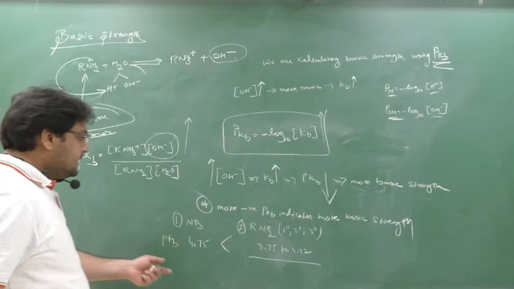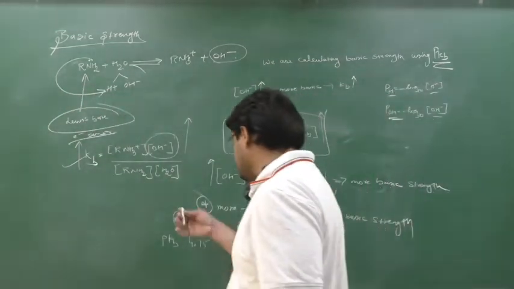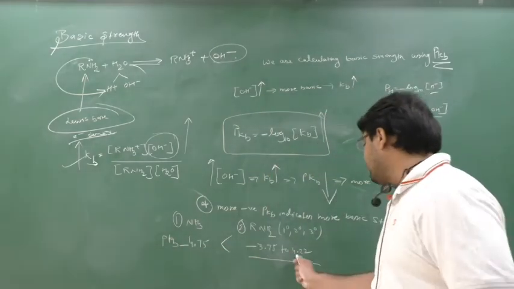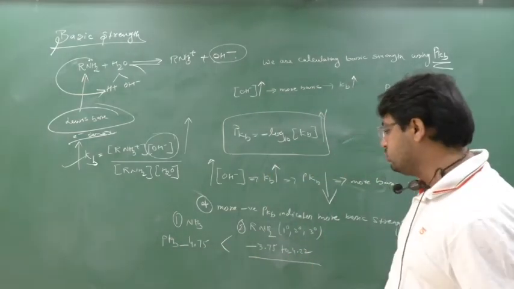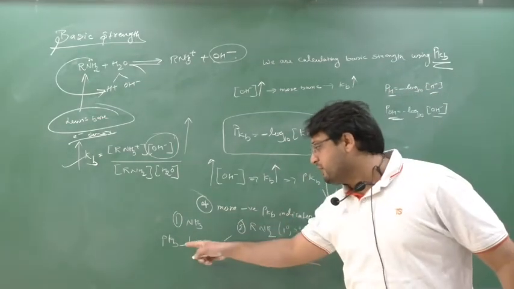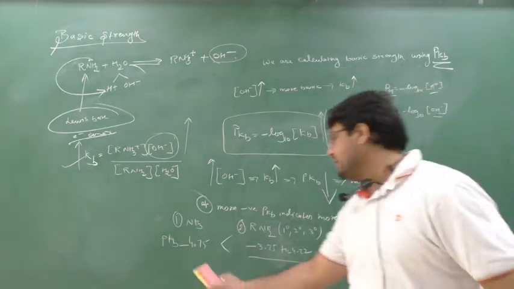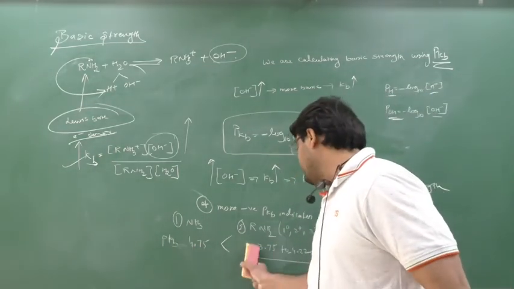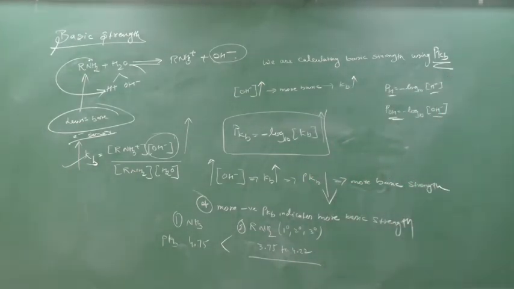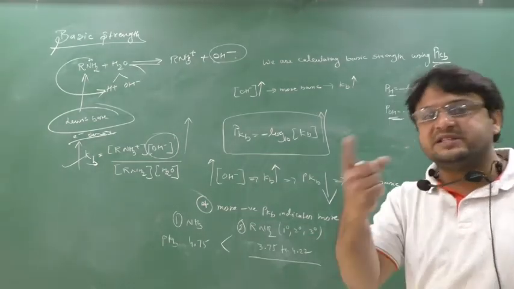Understood? Son, when a negative value is given, suppose they had said -4.75 and -3.75 to -4.22, then who would be more basic? Ammonia, because the more negative value is for ammonia, because they have given negative values. So you have to check whether they have given positive or negative. If they have given the negative value and ask you to compare who has more basic strength, the more negative value will have the more basic strength.